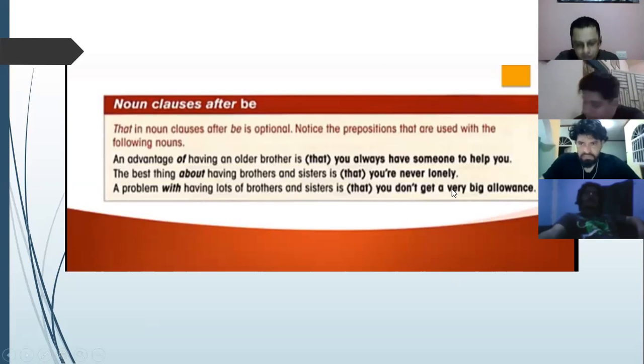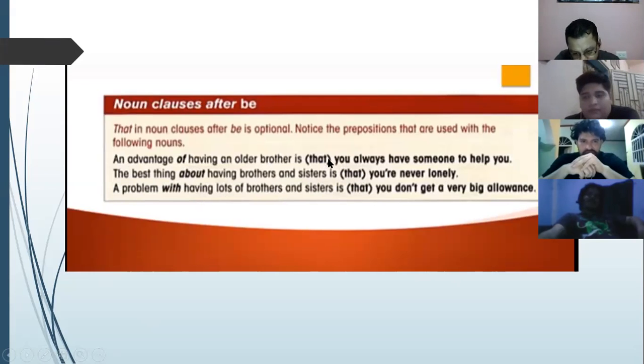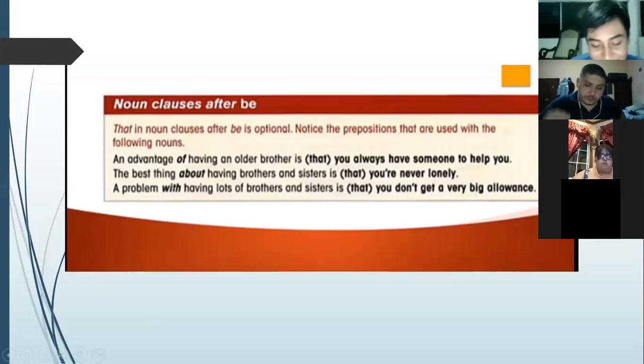Yeah? All right. If you notice, why they put clauses after be, it's because all of these ones, if you take a look at them and pay attention, it says an advantage of having an older brother is, the best thing about having brothers and sisters is, again, is, a problem with having lots of brothers and sisters is, all right? So we're using the verb be, and right after that, we're using the noun clause. How do we know it? Because we have a relative pronoun. In this case, we're using that. But remember, it can be easily omitted. Yes? Do you guys understand that? Yeah? Thumbs up or thumbs down? You're okay with it, guys?